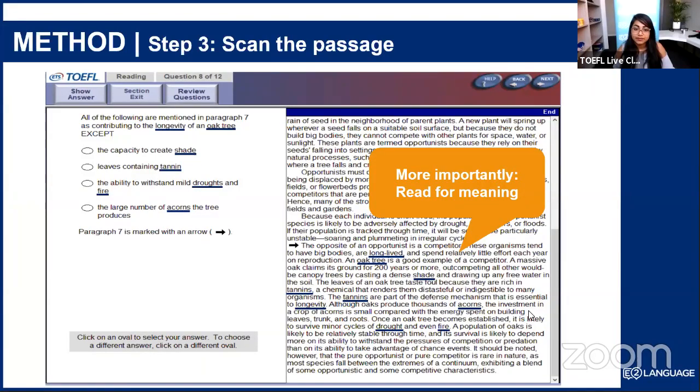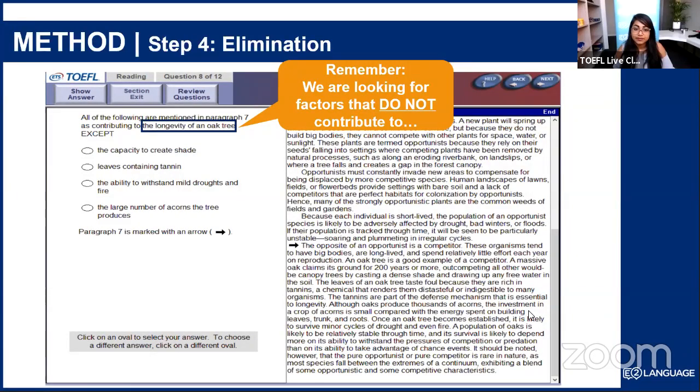Is the capacity to create shade? Does that help it live longer? Not really. It says that it outcompetes all other would-be canopy trees. Leaves containing tannin. The tannins are part of a defense mechanism. So again, all of this is contributing to its longevity. So it's cutting down competition. It's using tannins for defense mechanism.